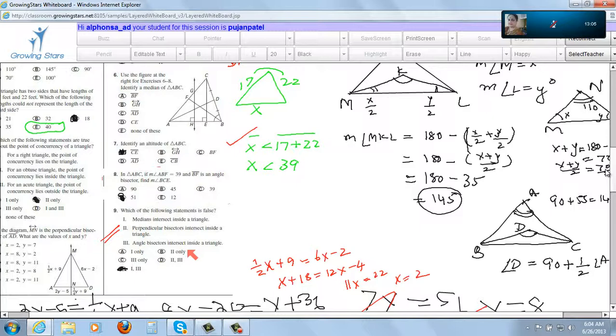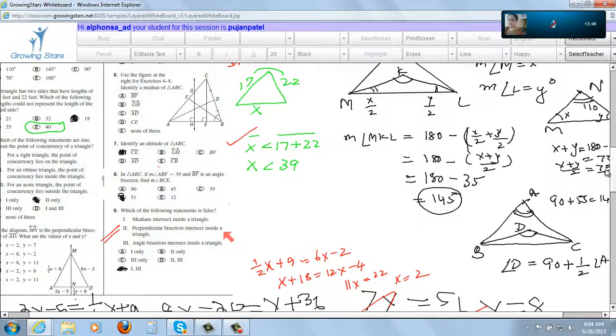Okay, so you can continue with this same worksheet and finish off the rest of it. So would the answer be B? Which question? 9? Yeah, B. 2 only. Because it's only the perpendicular bisectors. You have to say which of the following is false. So the second one is false because it's not always true. For an obtuse angle triangle, the perpendicular bisectors intersect outside the triangle. We just now saw one, isn't it?